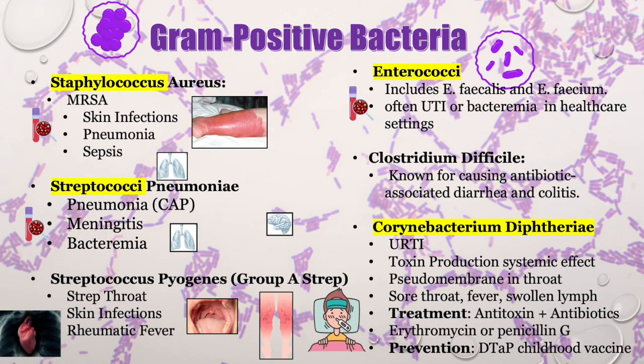The gram-positive bacteria, specifically Staphylococcus aureus, is important to know about. It includes MRSA and is commonly associated with skin infections, pneumonia, and sepsis. Second important one to know is Streptococcus pneumoniae, and it is actually not typically considered part of the normal flora of the respiratory tract. However, it can be a transient colonizer in the upper respiratory tract in some individuals.